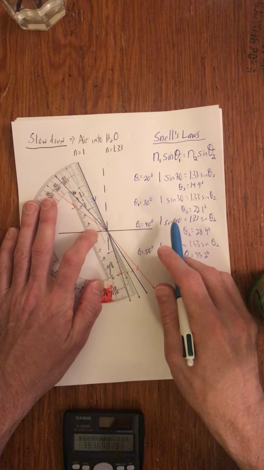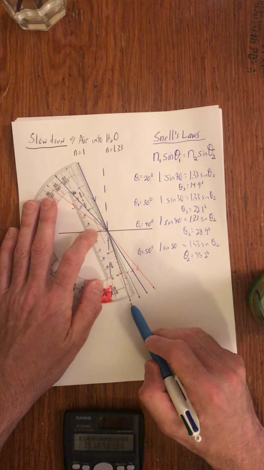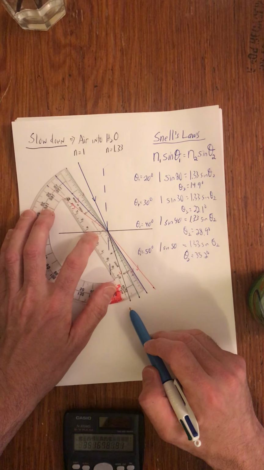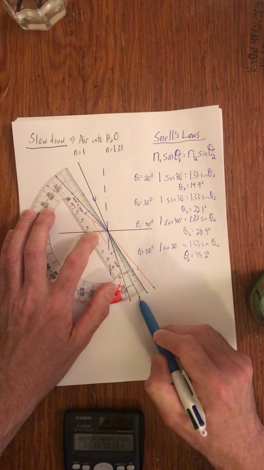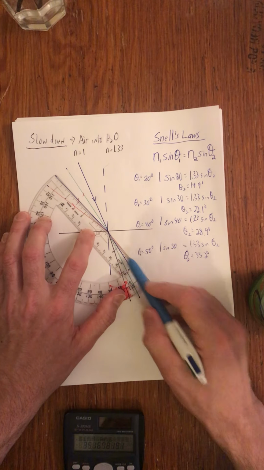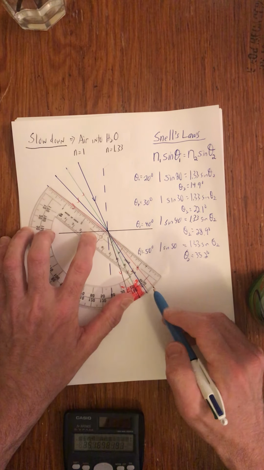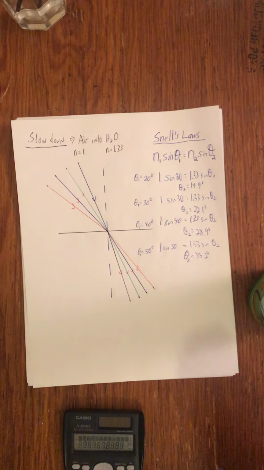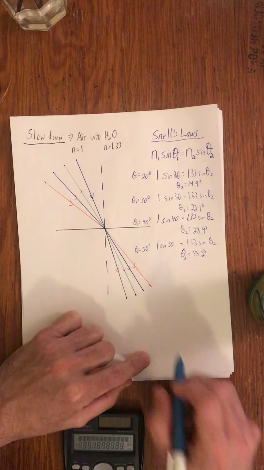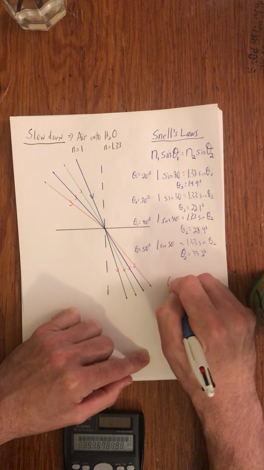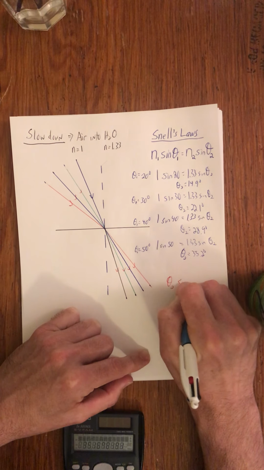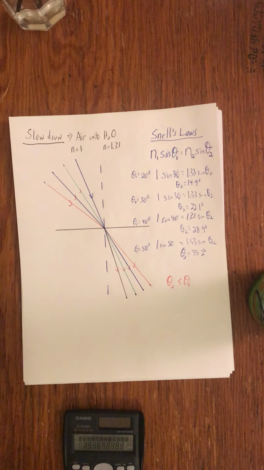the original ray coming in. Notice that this is closer to normal. Here's the original ray coming in. Notice the green is closer to normal. Here's the black one coming in. Notice it's closer to the normal. And here's the red one coming in, closer to normal. Each time it bent towards the normal. Oh, good. That's what we're hoping for when we slow down. In each case, theta 2 was less than theta 1. Awesome. So each time it bent towards the normal.